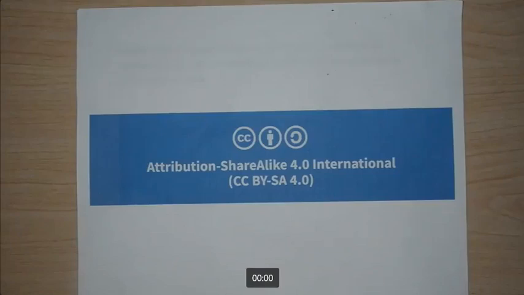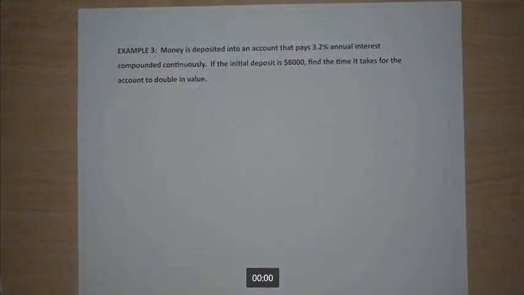This is example 3 of the compounded interest and continuously compounded interest lab. We have the following problem. Money is deposited into an account that pays 3.2% annual interest compounded continuously. If the initial deposit is $8,000, find the time it takes for the account to double in value.